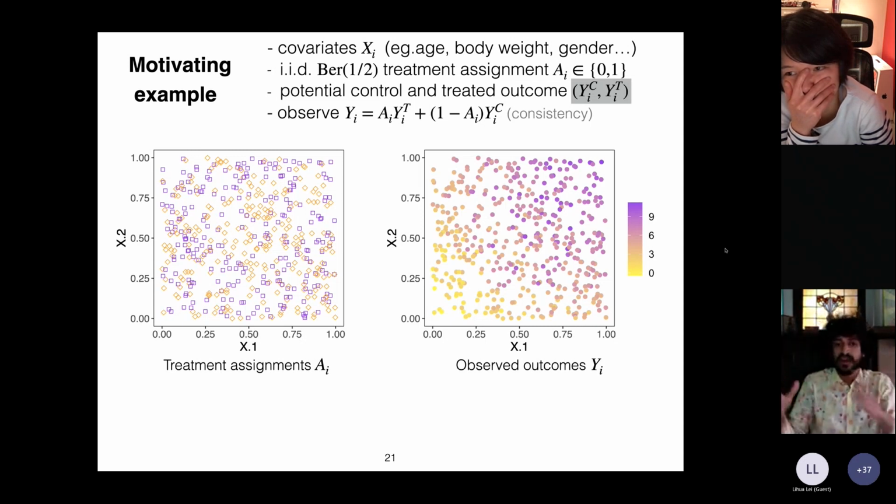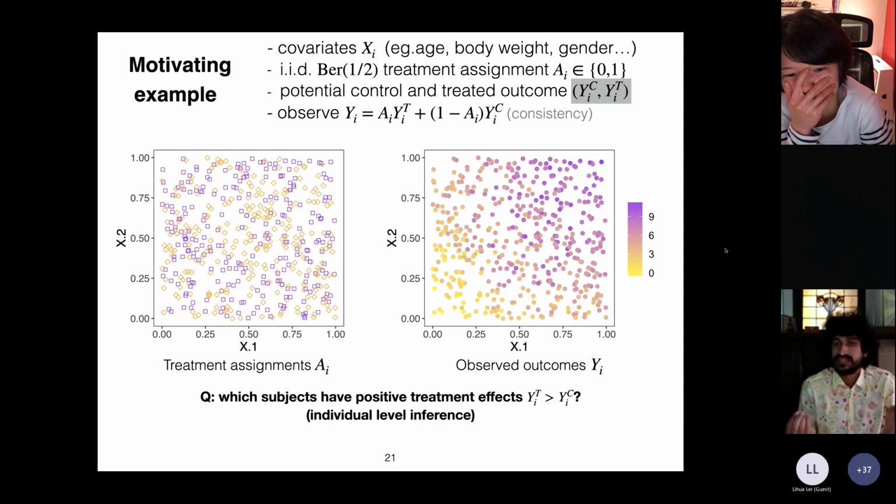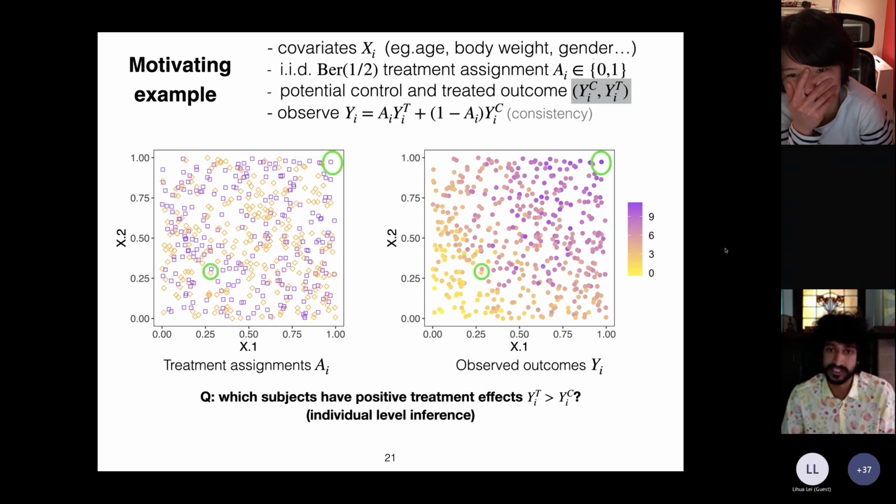Now the question is, from the thing on the right, if I ask you to guess which people have a positive treatment effect, which subjects have their treatment effect larger than their control? This is like individual level inference. This is a very subtle question because for any given individual, you either observe the treatment or the control. You don't observe both. But the question I'm trying to ask is which individuals have one greater than the other. So that's an interesting question.